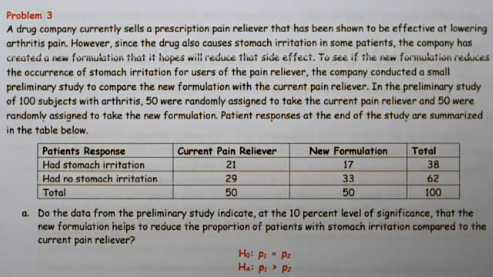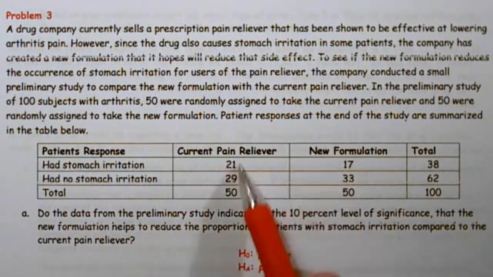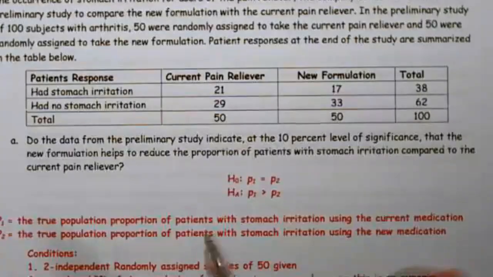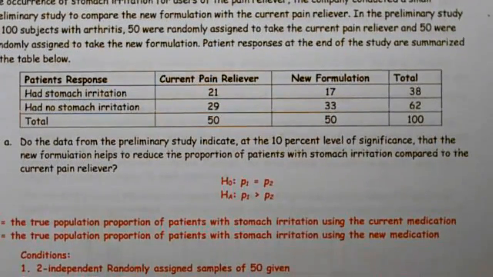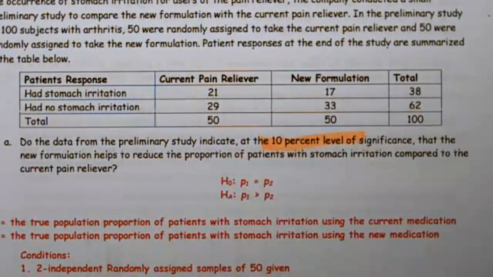In the preliminary study of 100 subjects with arthritis, 50 were randomly assigned to take the current pain reliever and 50 were randomly assigned to take the new formulation. Yay, we have random assignments. And patient responses at the end of the study are summarized. All right, so we have some stomach irritation with the current and then with the new, out of 50, etc. So do the data from the preliminary study indicate, at the 10% level of significance, that the new formulation helps reduce the proportion of patients with stomach irritation?